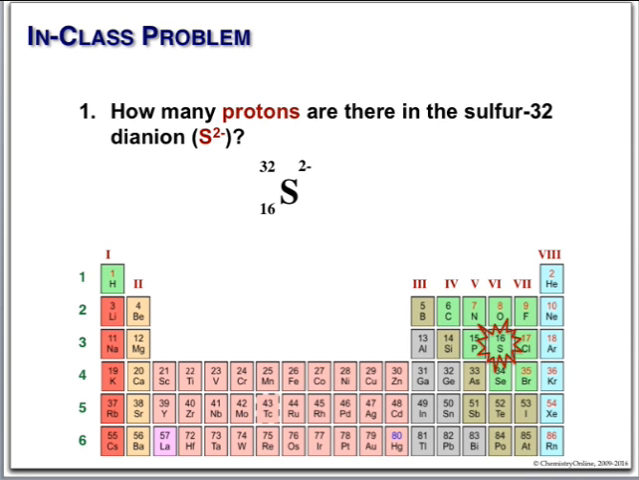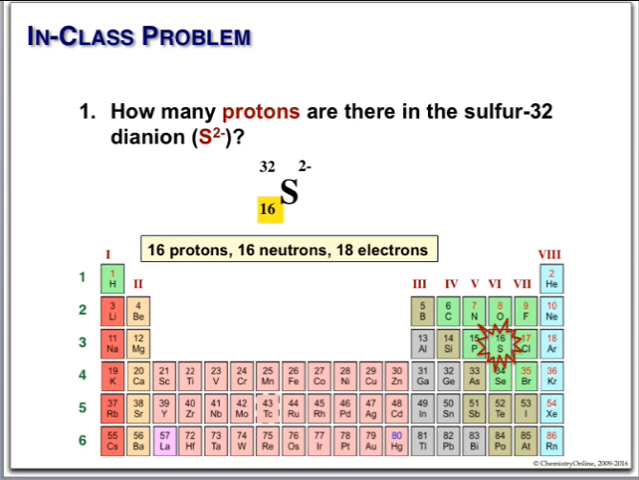All right, now answer the question. How many protons are there? It's really just a fancy way of asking, what's the relationship between atomic number and protons? It's the same thing, isn't it? Therefore, there are 16 protons in sulfur 32. And all sulfurs. Number of protons is what defines what the element is.